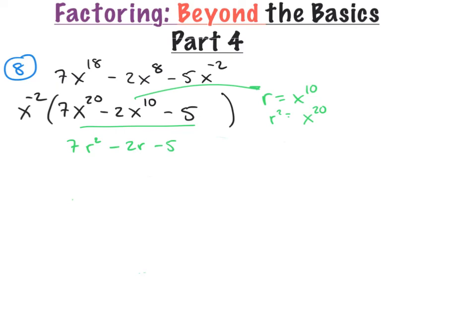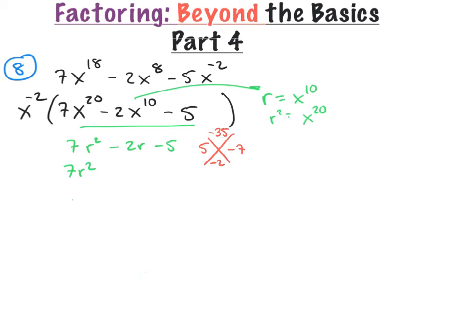Unfortunately, there's that 7 there, so the factoring isn't very hard. But when we go to do the AC method, 7 times negative 5 is negative 35. So we need to find two numbers that multiply to be negative 35 and add to negative 2, which would be 5 and negative 7. And remember, we use those to break up the middle term.